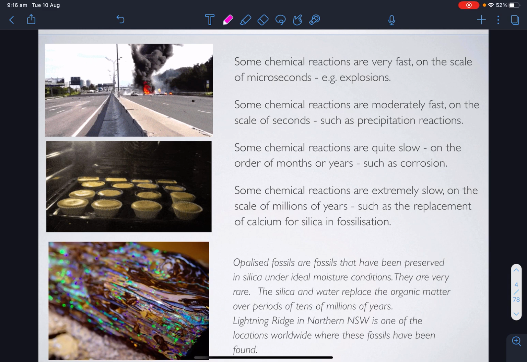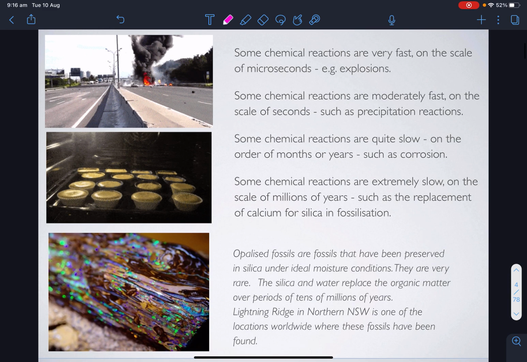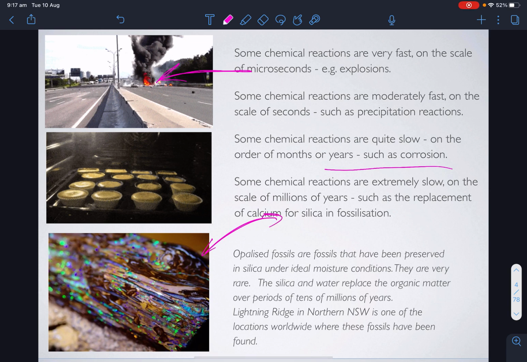Some chemical reactions are very fast, on the scale of microseconds, so explosions. These are all GIFs except this bottom one. Some chemical reactions are moderately fast, on the order of seconds, so when we see precipitation reactions and such. Some are quite slow, on the order of months to years, such as corrosion from before. Some are extremely slow, and the example that I used is the replacement of calcium for silica, which is the process of fossilization. So we're talking about millions of years there.